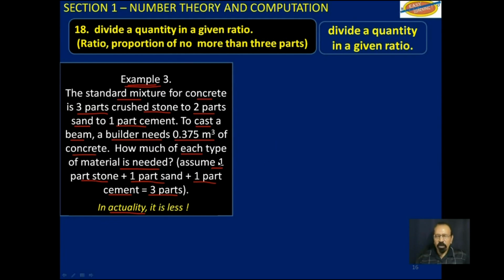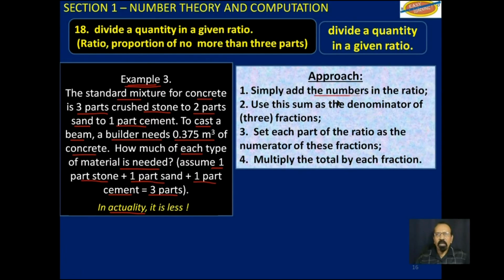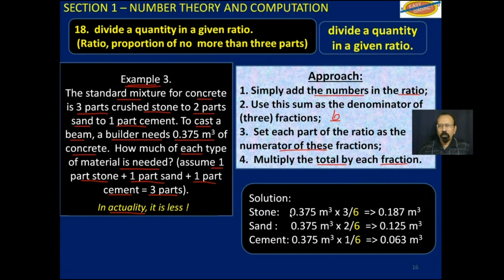So how much of each will we need? Again, we simply add the numbers in the ratio, which will be 3 plus 2 plus 1, which will give us 6. We set each part of the ratio as the numerator with 6 as the denominator, and then we multiply the total by each fraction. So stone will be 0.375 multiplied by 3/6, and we get 0.187 cubic meter.